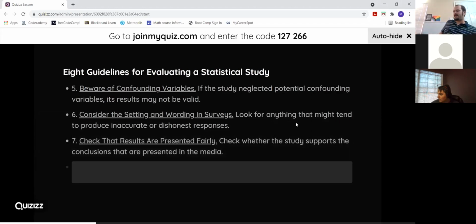So that would be sort of like the leading question. Check that results are presented fairly. Check whether the study supports the conclusions that are being presented in the media. So sort of like when we were talking yesterday about that whole, what was it, the regifting thing, right? And it was like Fox News is claiming that women regift more than men. And if we look at the margin of error, it did not support what was being said.